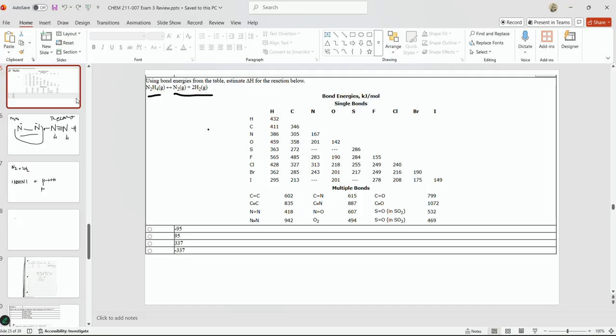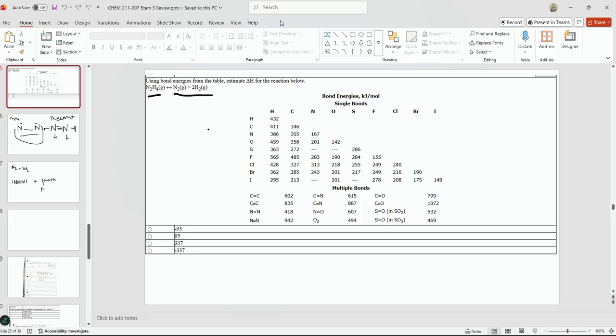Okay, let me get back to you on this question. I'm not really sure why we wouldn't count this one. I know the answer is 95, but I don't know why we're not considering these 2 bonds here. Okay, sorry about this. Let me get back to you on this question. I'll make a video about this question.